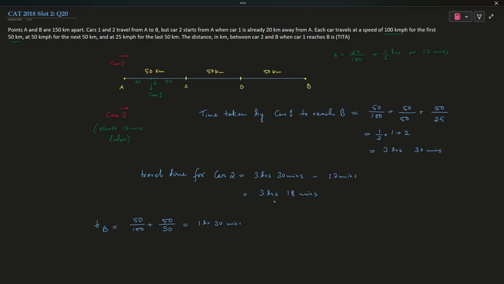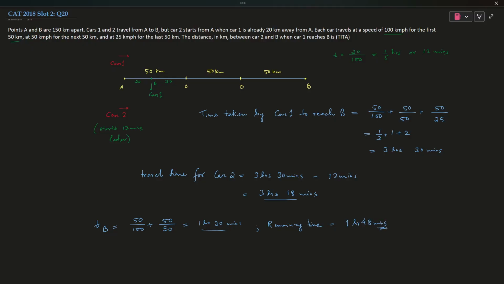Okay, now the car 2 travels for a total of 3 hours 18 minutes. It has already covered travel for 1 hour 30 minutes. So I will have to subtract these two, right? So as to find the remaining time. So what is the remaining time for car 2? Remaining time will be 3 hours minus 1 hour will give me 2 hours, and 18 minus 30 will give me minus 12. So 2 hours and minus 12, so 1 hour 48 minutes.